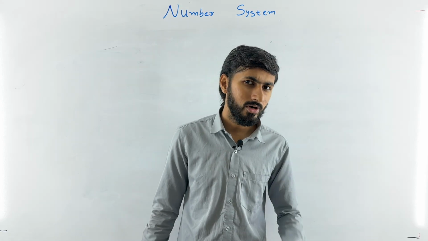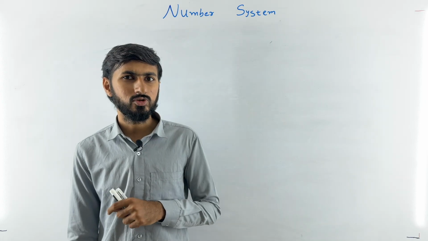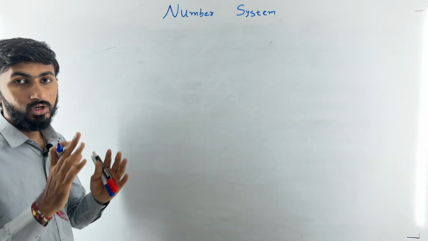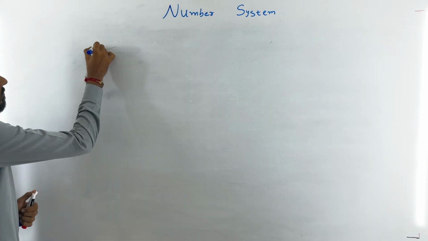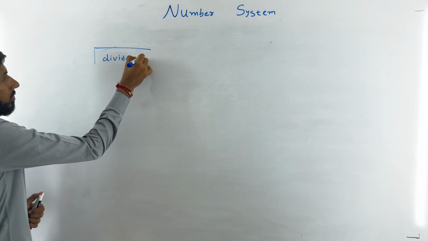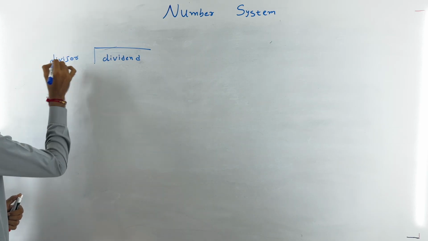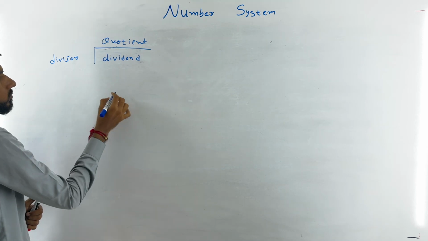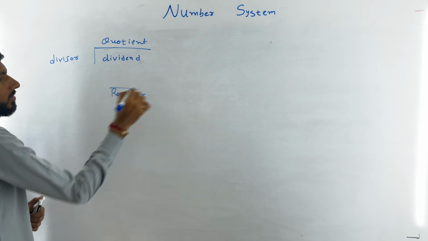In the previous lecture we learned about irrational numbers, and in this lecture we will discuss decimal expansions of numbers, right? For decimal expansions we have to do a division of the numbers, and for divisions we all know that this is the dividend, this is the divisor, this is the quotient, and this is the remainder, right?